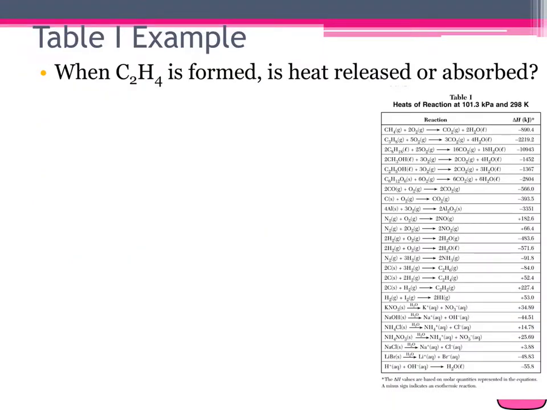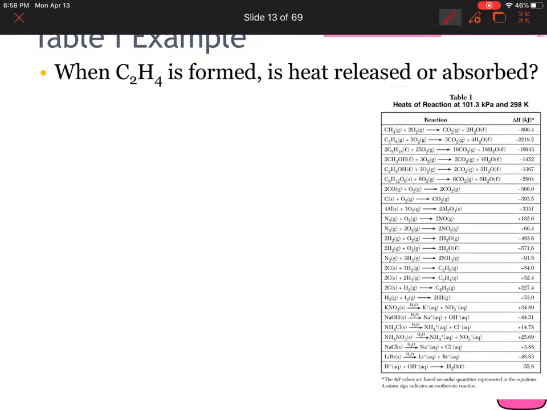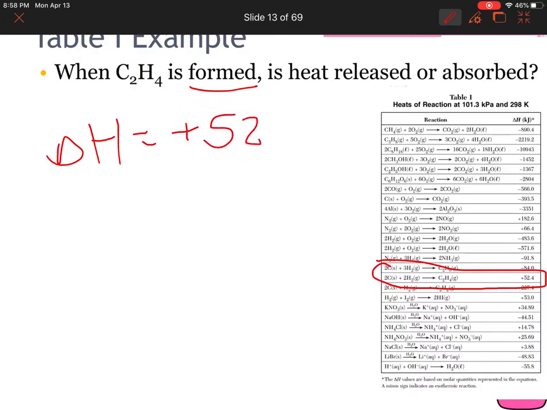So for example, if I am looking at this question here, it says when C2H4 is formed, is heat released or absorbed? Well, I'm going to go to table I, and I'm going to look for a reaction where C2H4 is formed. So if it's formed, that means it should be on my product side. So I'm just going to go down the list, and I'm going to look for a reaction where C2H4 is on my product side. And I should see it right here. And I'm going to look at the delta H. And the delta H is equal to positive 52.4 kilojoules.